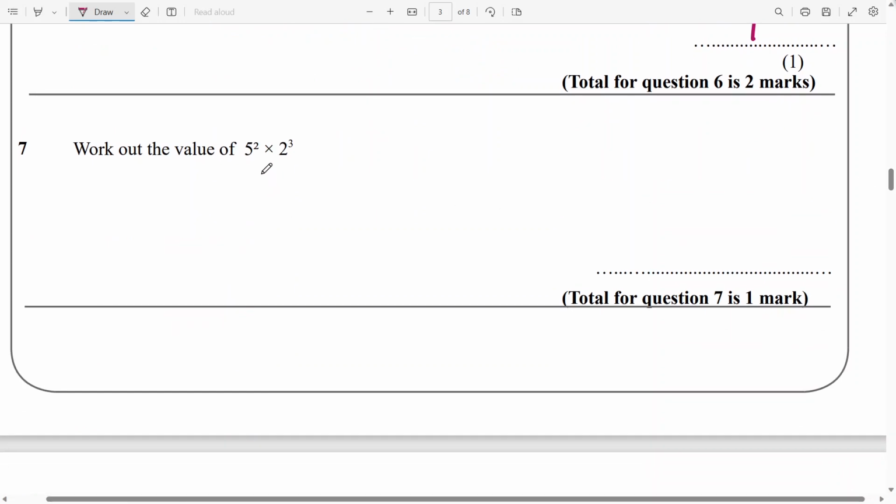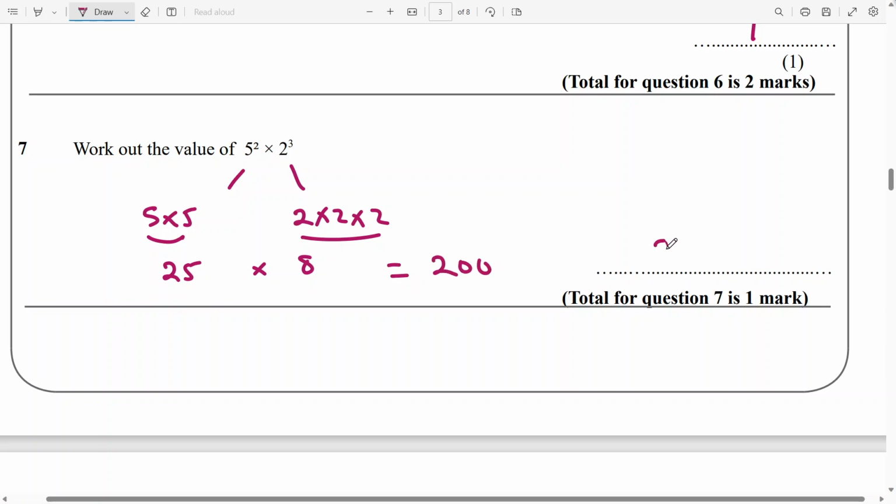And now we need to work out the value of this. Obviously, this doesn't really fit the rules of indices per se. So we're going to solve each of them separately and then multiply them. So we know 5 squared is 5 times 5. And we know 2 cubed is 2 times 2 times 2. So this is 25, and you multiply that by 8. And if you multiply 25 by 8, that's going to give you 200.